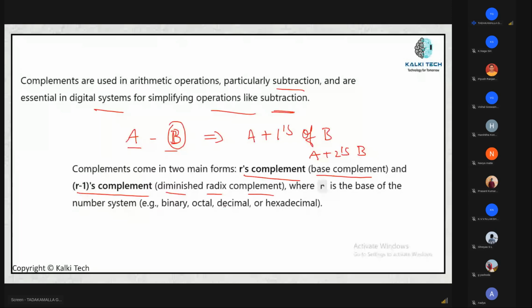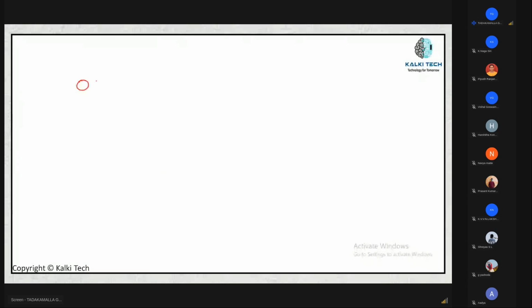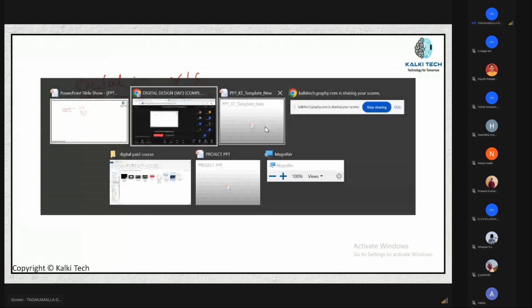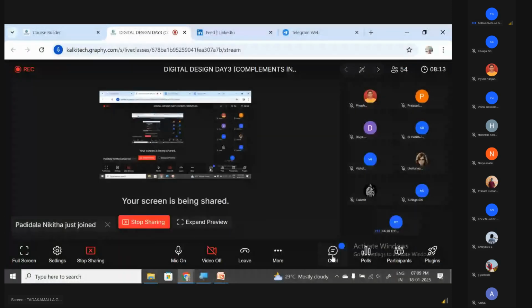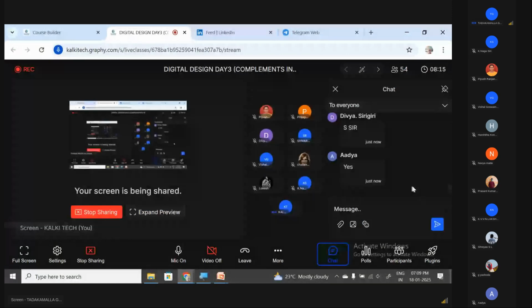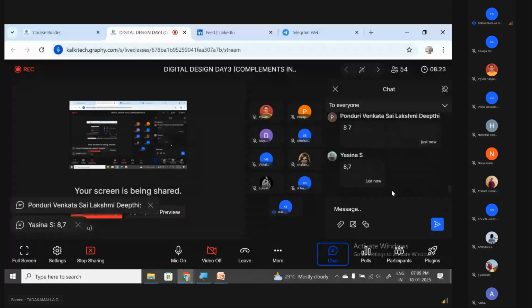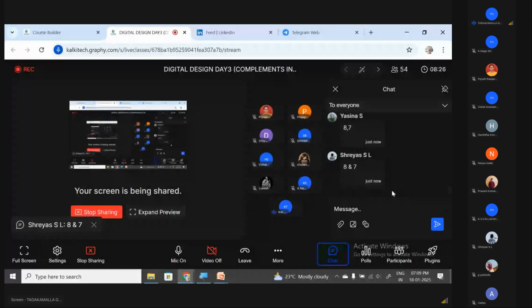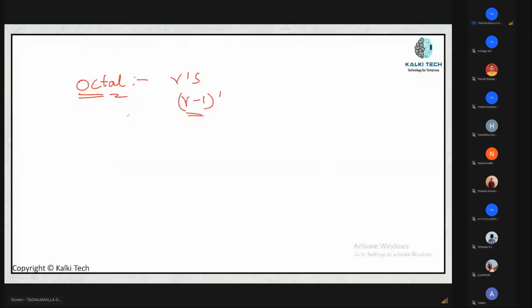We have different number systems, right? So for octal number systems, how many types of complements do we have? R's and R minus one's complement. So what are the complements we have for an octal number? Anyone? Yes, 8's and 7's complement. So for an octal number, we have 8's complement and 7's complement. And for a hexadecimal number, we have 16's complement and 15's complement.